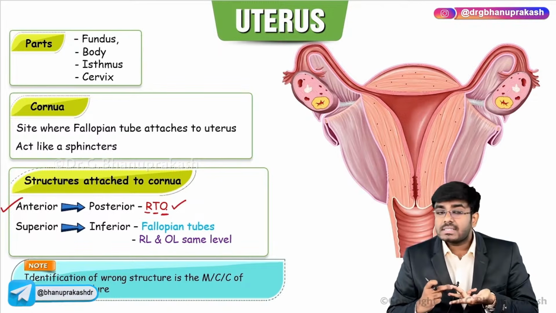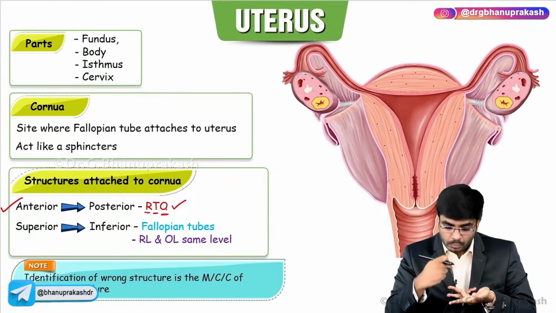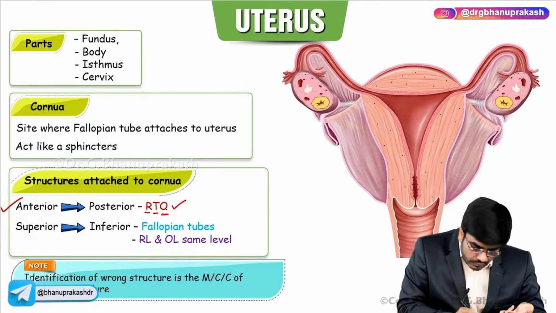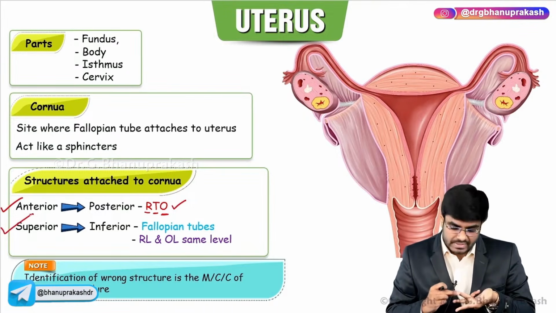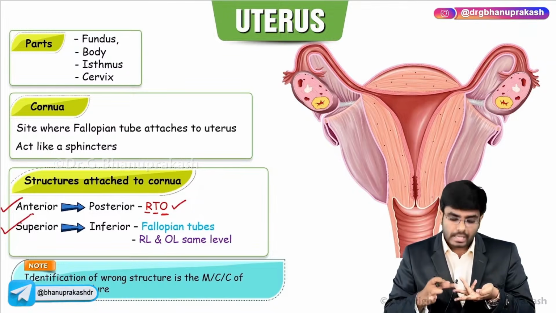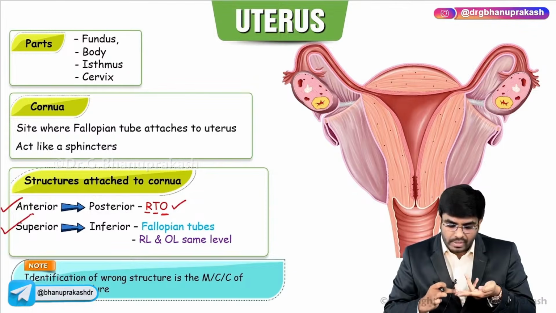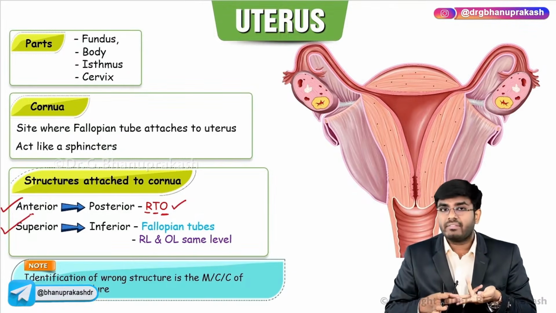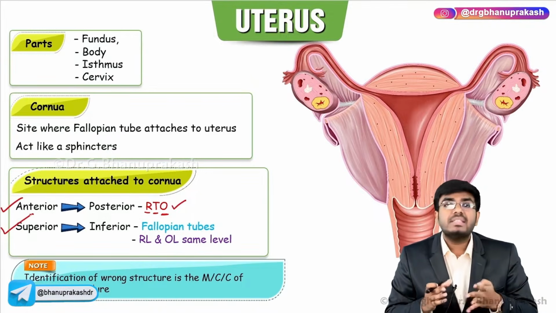Why? Because if you ask me the structures attached to the cornua from superior to inferior, the superior-most structure is the fallopian tube, below which, at the same level, there will be the round ligament and ovarian ligament. Round ligament anteriorly, ovarian ligament posteriorly, at the same level, but superiorly there will be the fallopian tube. Why is it important?